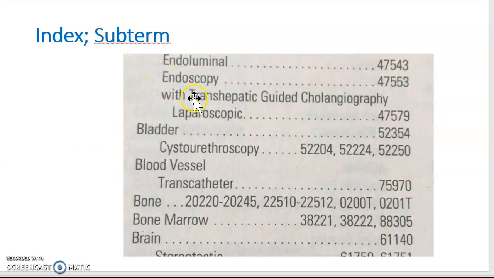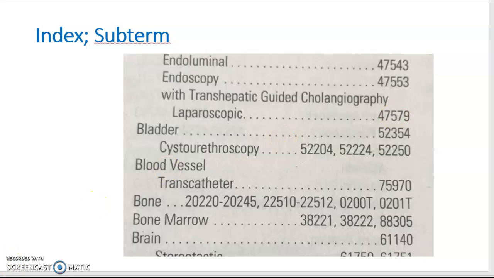So under the main term, you will go to the next line under it and go according to ABCD and look for bladder. You can see the bladder says 52354, and it also says cystourethroscopy. Okay, so we have to follow all of these codes in order to confirm all of them in the tabular. Make sure everything matches the keyword, and we will move from there onwards.